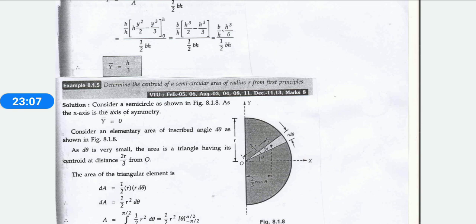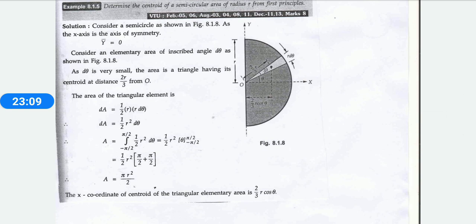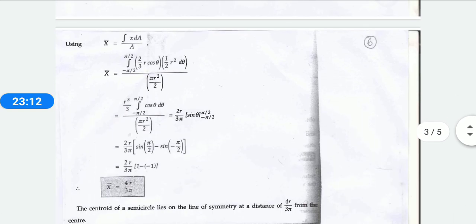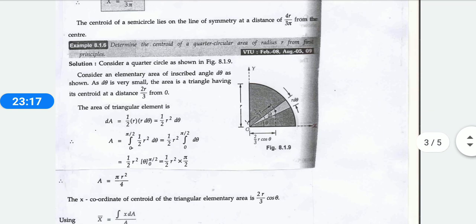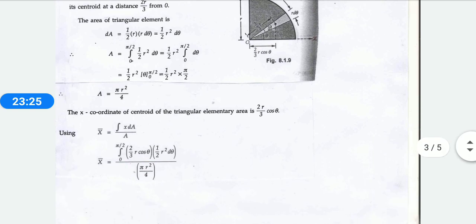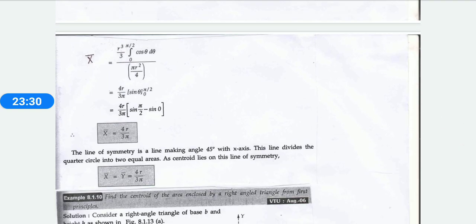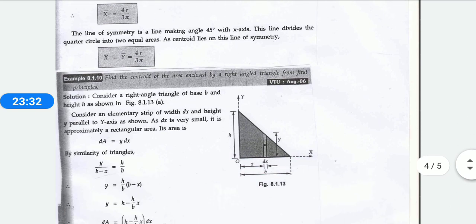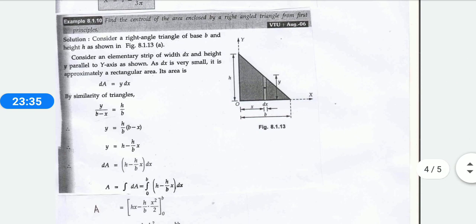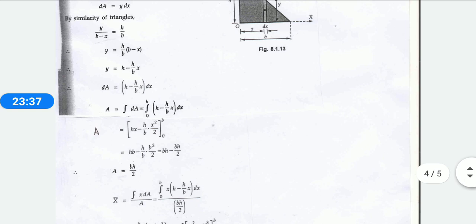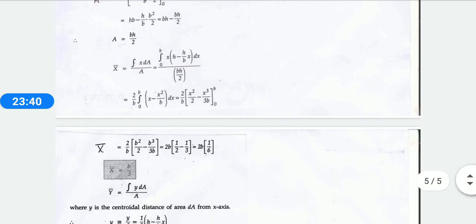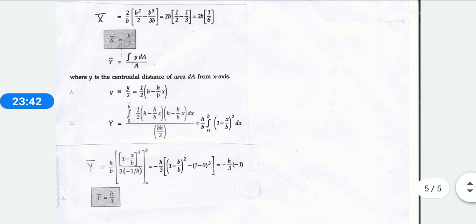For your semicircle, your area will be equal to pi r square divided by 2, x bar is equal to 4r by 3 pi, y bar is equal to 0. And for your quadrant circle, your area will be equal to pi r square divided by 4, x bar and y bar will both be equal to 4r divided by 3 pi. For your right angle triangle, your area will be equal to b h divided by 2, x bar is equal to b by 3 and y bar is equal to h by 3.